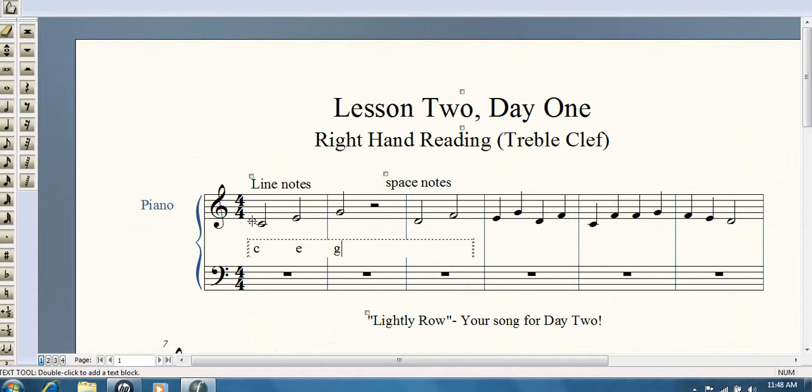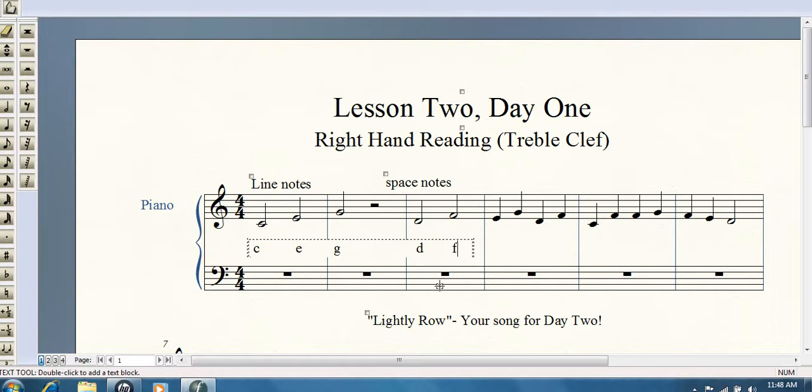And notice I call these line notes because there's a line intersecting the C, there's a line intersecting the E, and there's a line intersecting the G. Let's look at these notes over here. I'm going to call these space notes because there's no line intersecting them. They're kind of sitting on a little space. So I'm going to call this one D, and this one's called F.